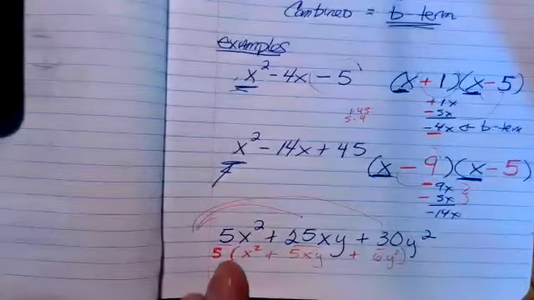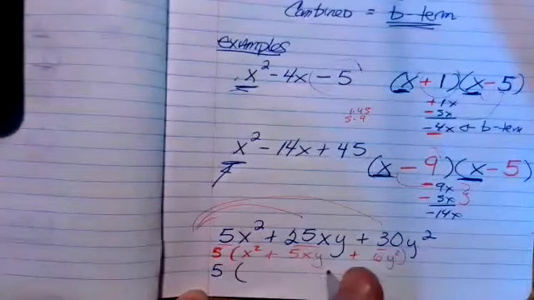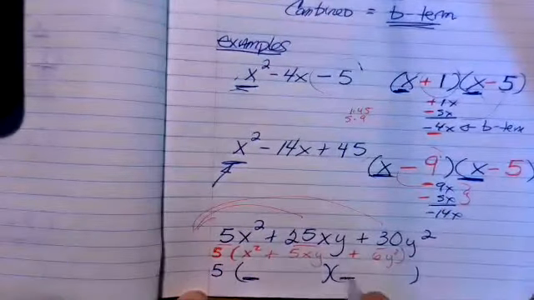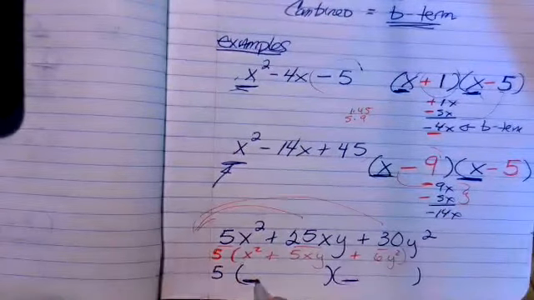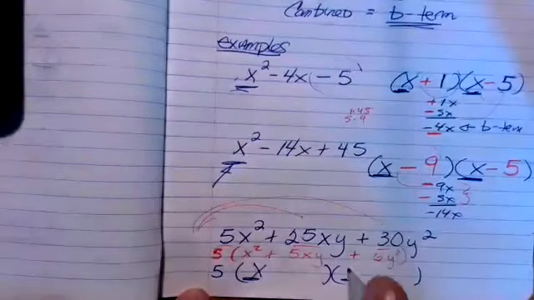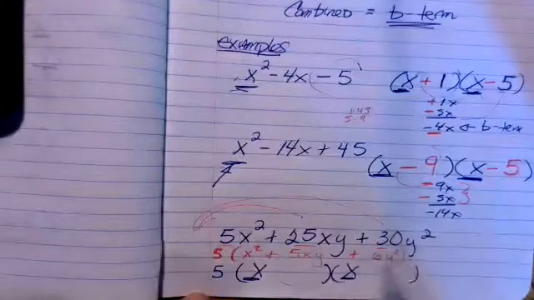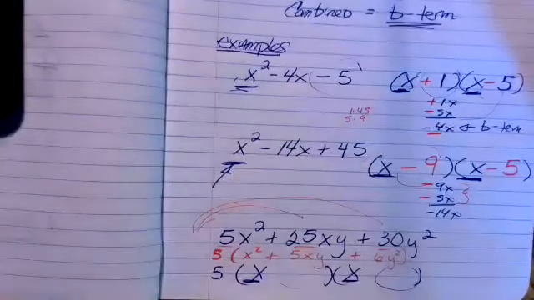So I'm going to bring down my GCF of 5. I'm going to create two sets of parentheses. What I put here and here has to give me x squared. So I'm going to use x and x. And what I put on this side, over here and over here, has to give me 6y squared. So I could use 1 times 6 or 2 times 3.